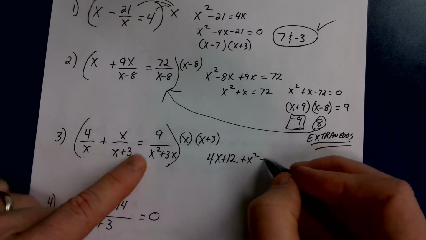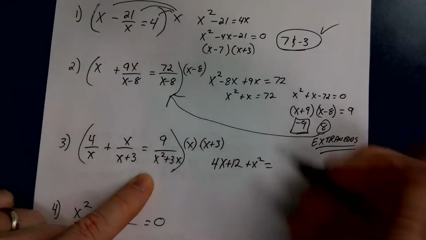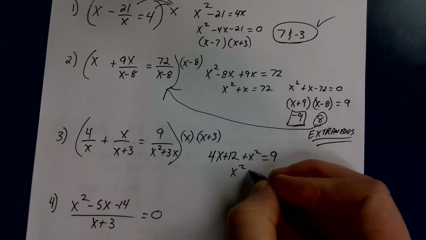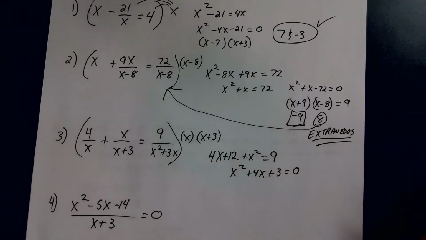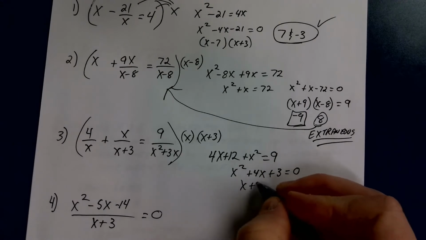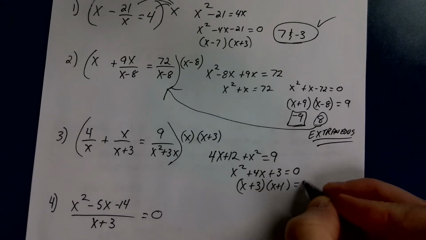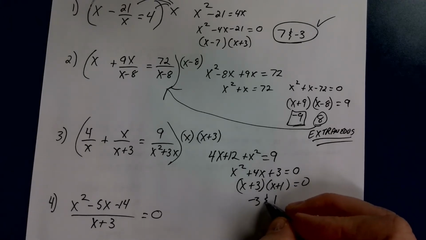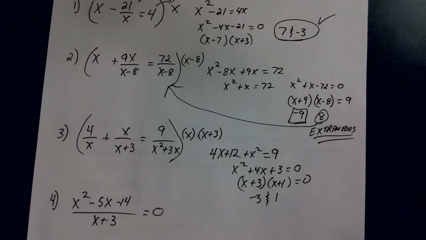And then equals, and since x times x plus 3 is x squared plus 3x, that kills that off. I get 9. Set it equal to 0. X squared plus 4x plus 3 equals 0. X plus 3 and x plus 1 equals 0, which gives me negative 3 and positive 1. Yay! So think for yourself right now. Is either one of those two things an issue in my original problem?